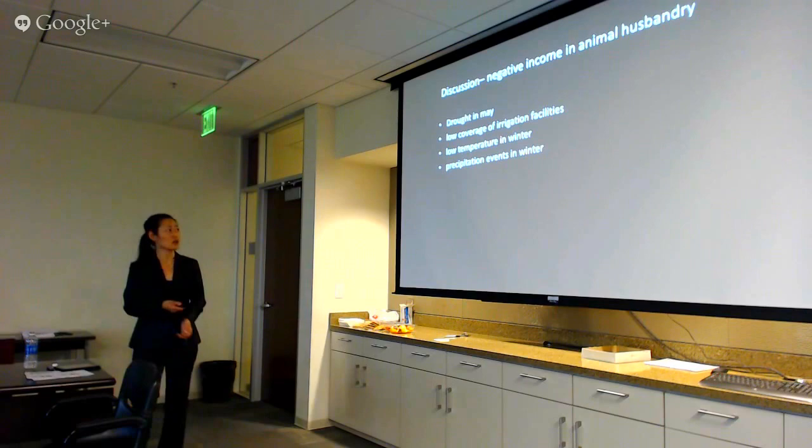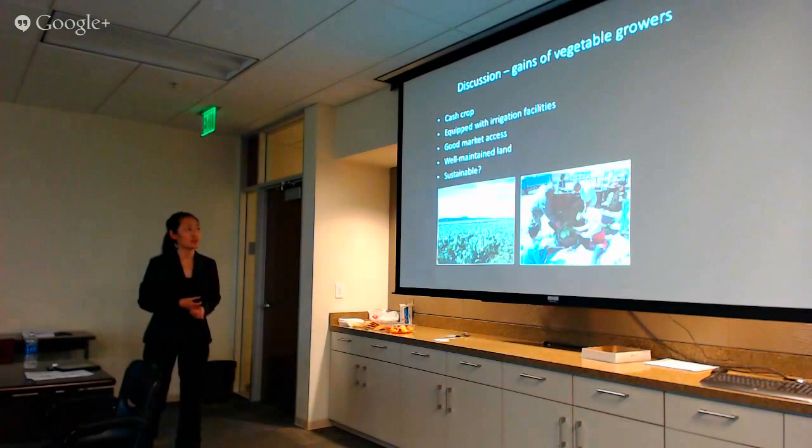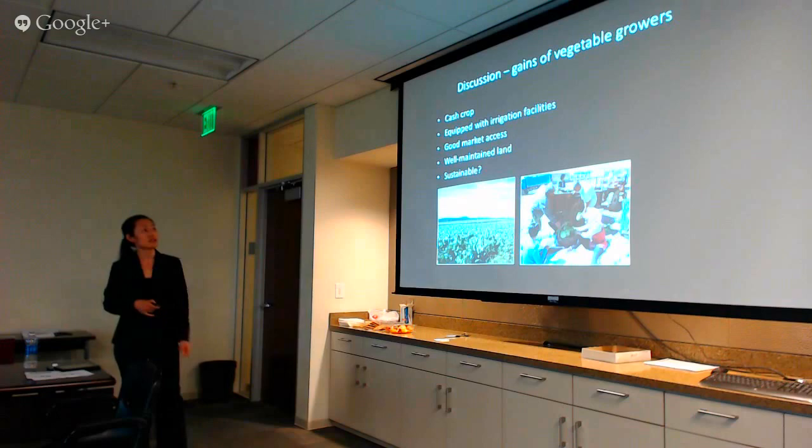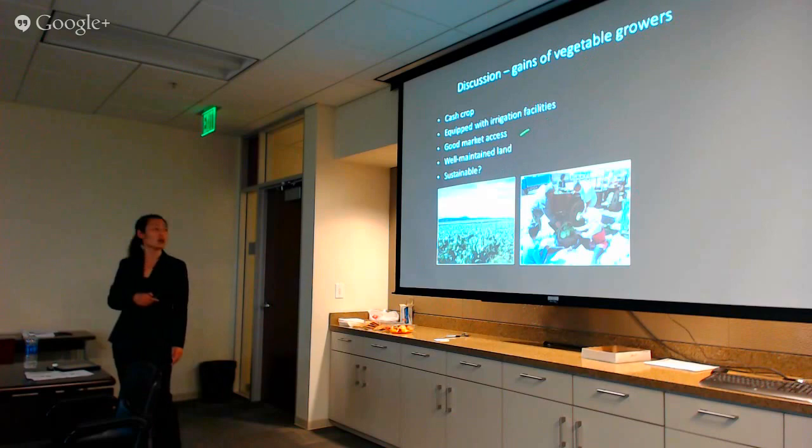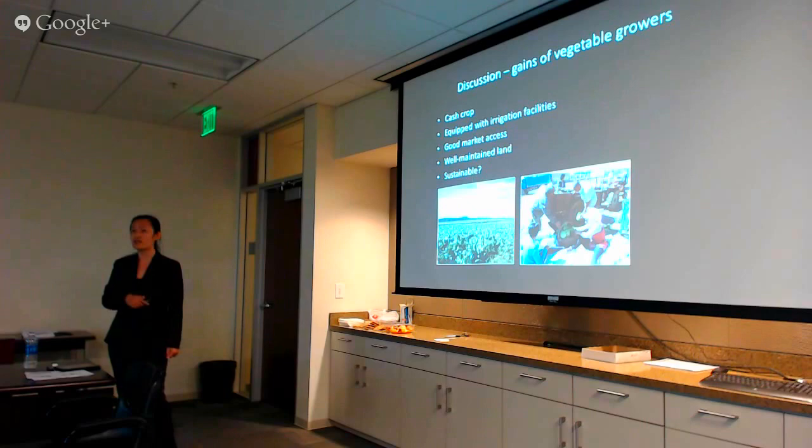Okay, so let's take a quick look at the vegetable growers. Since they are the big winners in this analysis, they do cash crops, are well equipped with irrigation, and have good market access, because usually what they produce, immediately small companies or vendors come to their village to buy their vegetables. They have a very stable relationship with those companies, and they have the best land among these three groups because it is the least degraded.